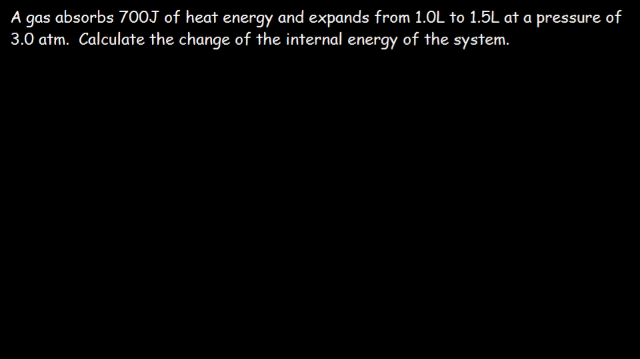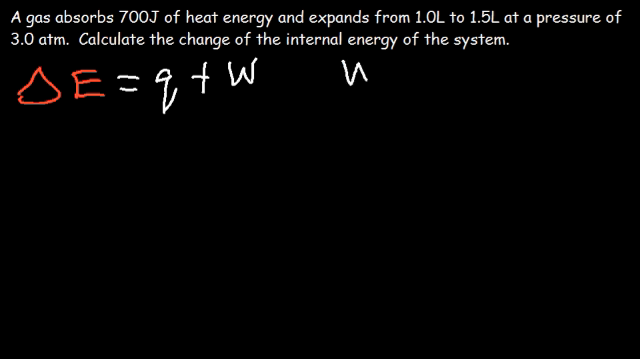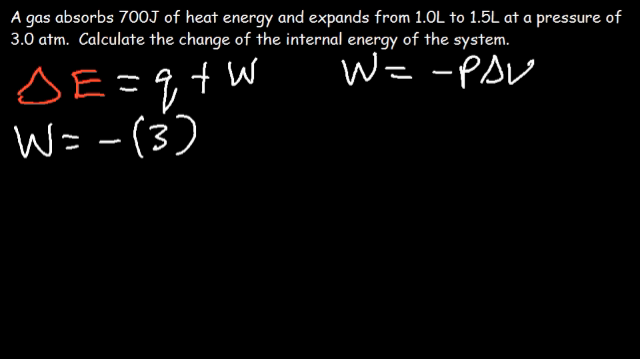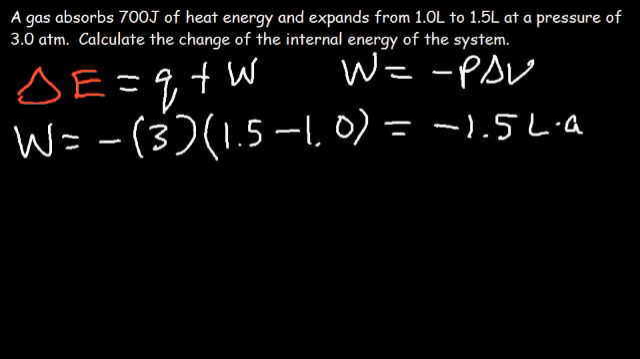So let's begin. Delta E is equal to Q plus W. That's what we're looking for. However, notice that we have pressure and change in volume. So we've got to use another equation to find work, which is equal to negative P delta V. The pressure is 3 atmospheres, and the change in volume is final volume minus initial volume. So the final volume is 1.5 liters minus an initial volume of 1.0 liters. So this is going to be negative 3 times 0.5. 3 times 0.5 is half of 3, so that's negative 1.5 liters times atmospheres.